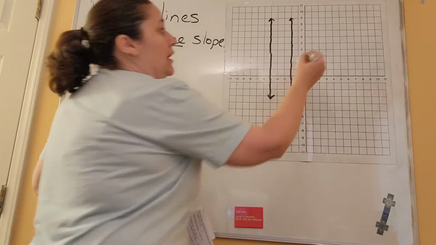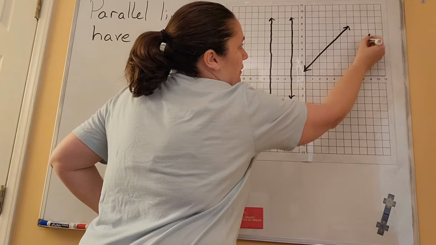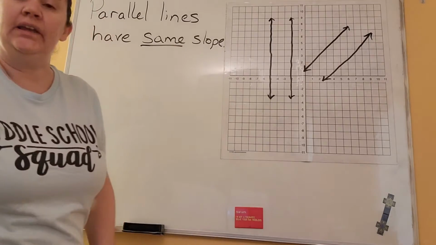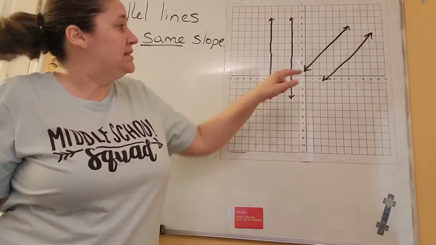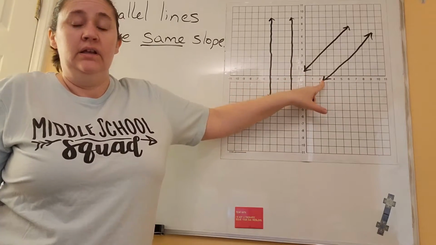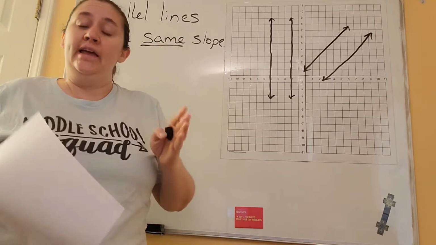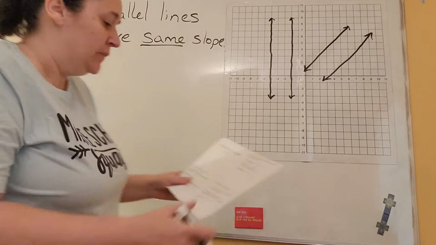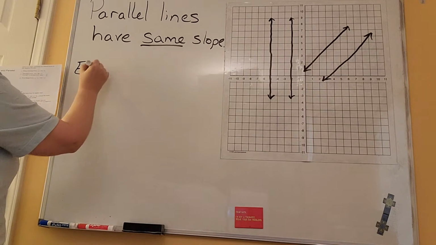If I give you two lines that are going this way, and I tell you, even though those aren't drawn perfectly, that these are a set of parallel lines, that means that this line has the same slope as this line. So no matter which direction your parallel lines are going, if they are parallel, then those lines will have the same slope. Here's an example I have written in your notes for today.